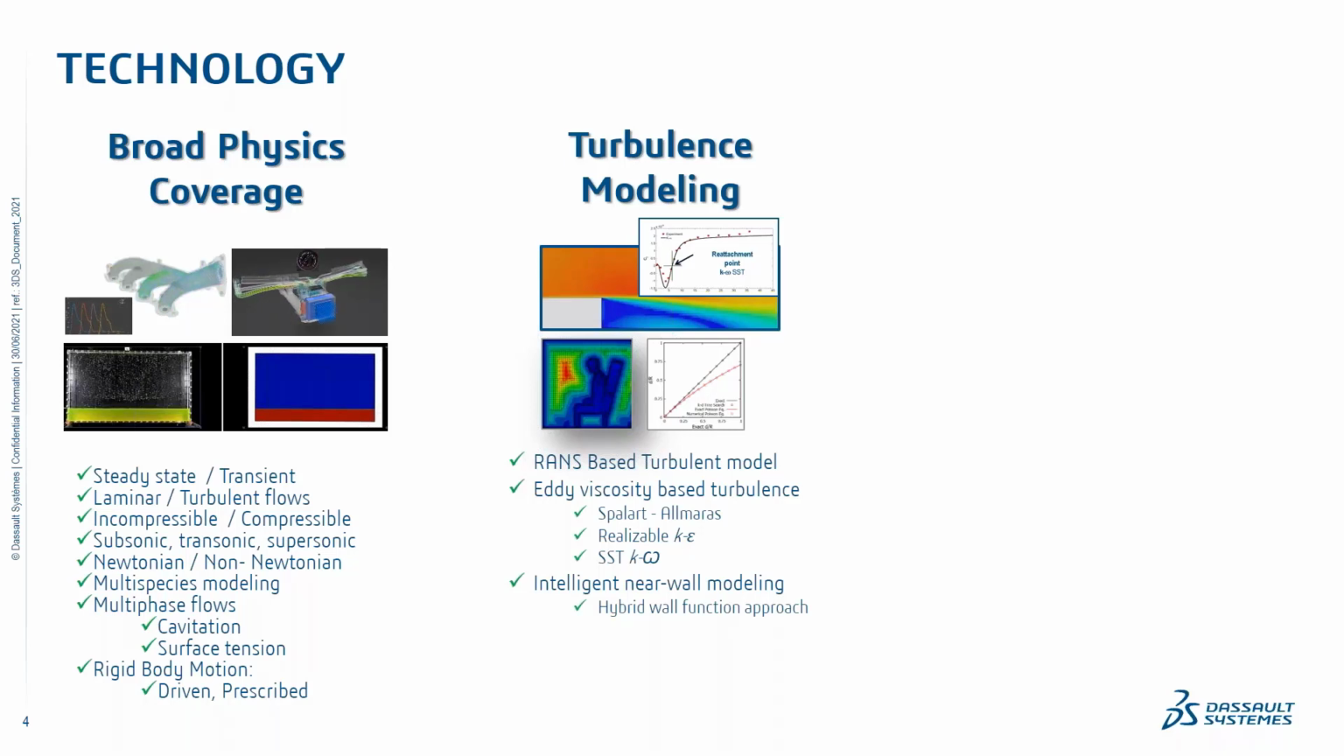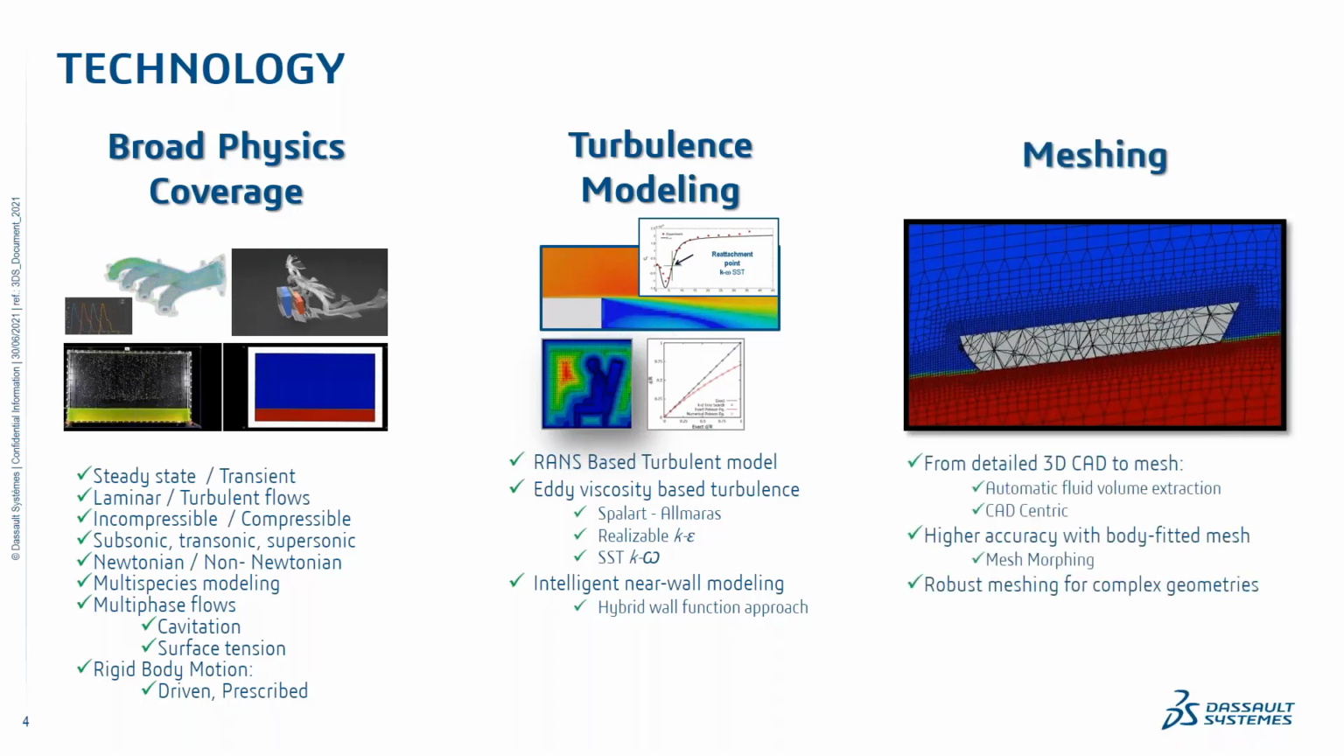Like I said earlier, it's based on the RANS turbulence model methodology. There are several types of turbulence models, like Spalart-Allmaras, realizable k-epsilon, and SST k-omega, which is a combination of the k-epsilon and k-omega turbulence models. Combined with this, one of the big technologies we have is near-wall modeling using a hybrid wall function approach. Depending upon the coarseness of the mesh in the boundary layer, the program automatically switches between different algorithms. The other technology is the meshing process.